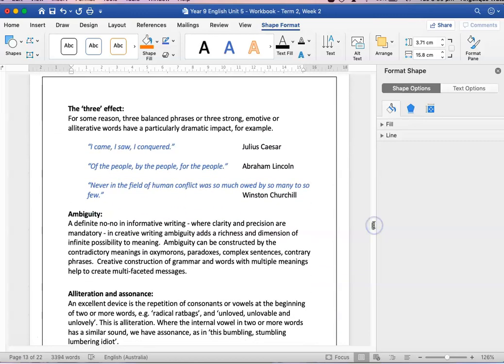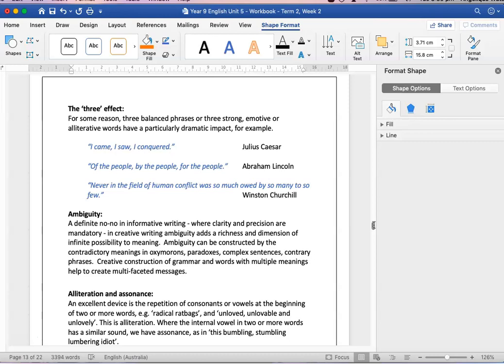Then we have the three effect. For some reason, three balanced phrases or three strong emotive or alliterative words have a particular dramatic impact. For example, Julius Caesar says, "I came, I saw, I conquered." I think that's quite often quoted. It is very memorable in the minds of even people who weren't around in his day.